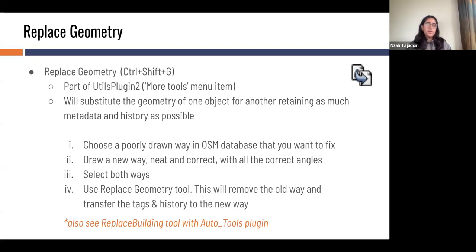So what you would do is you can move that aside and redraw it, and then you can select both of the buildings, press that Control, Shift, and G, or look for that replace geometry underneath the tools menu. And this will remove the old way and transfer the tags as well as the history of who mapped it onto the new way. So it's very useful.